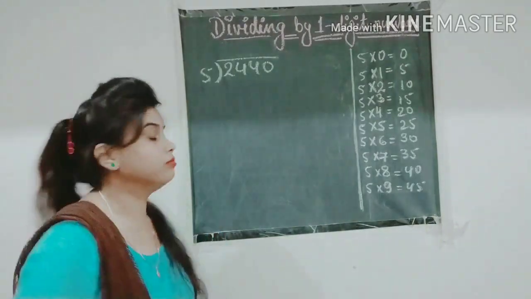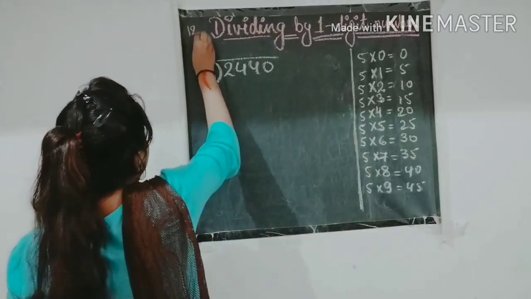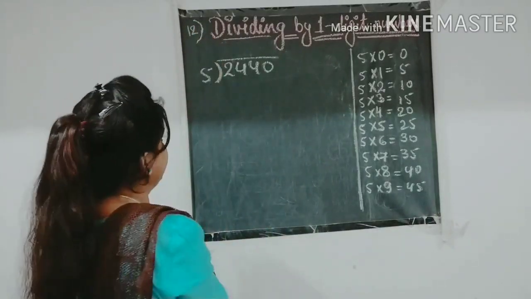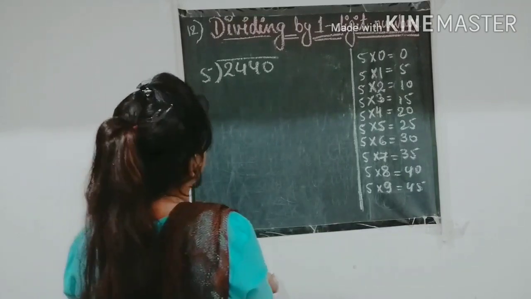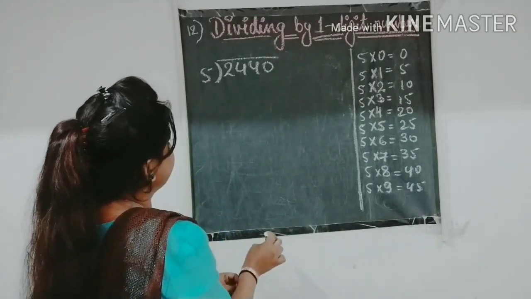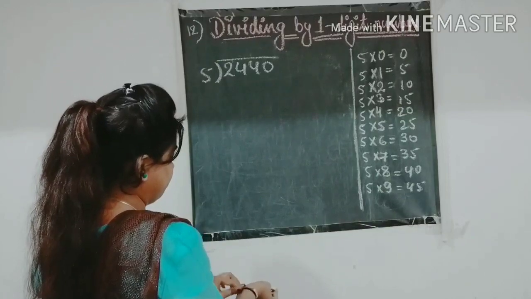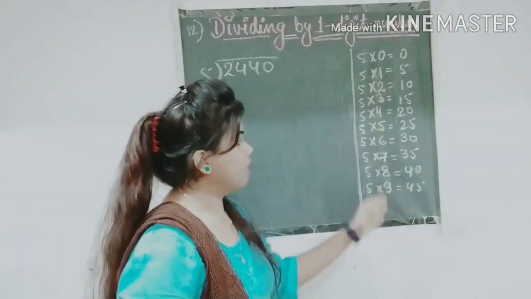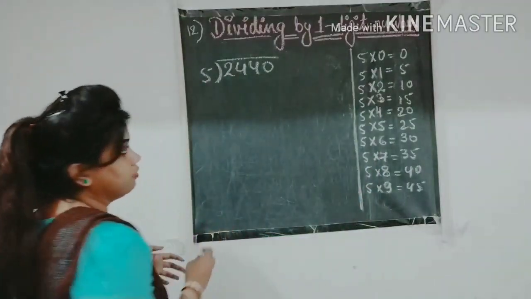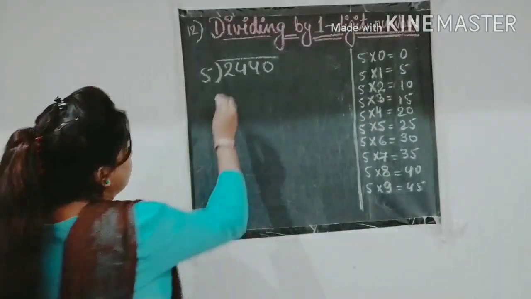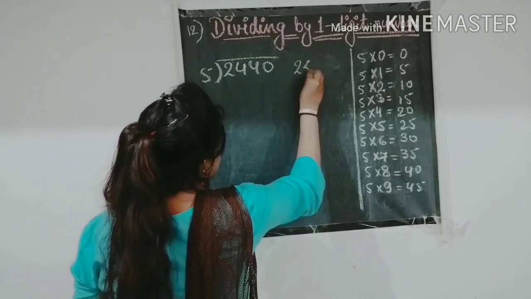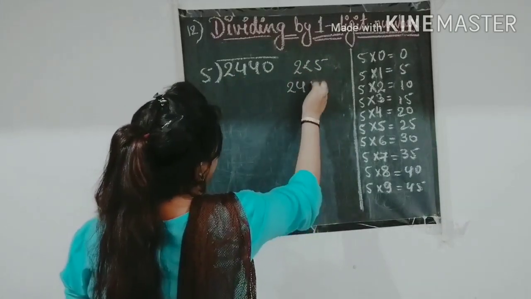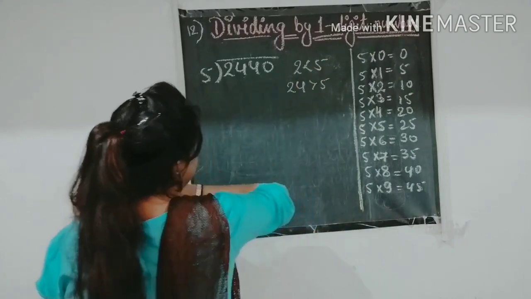See one last question of this type. This is question number 12 from page number 128. Okay. 2440 divided by 5. So first thing you have to write the table of 5 outside the margin starting from 0. Now see here again 2 is less than 5. So we will take 24 which is greater than 5. So we can divide it.